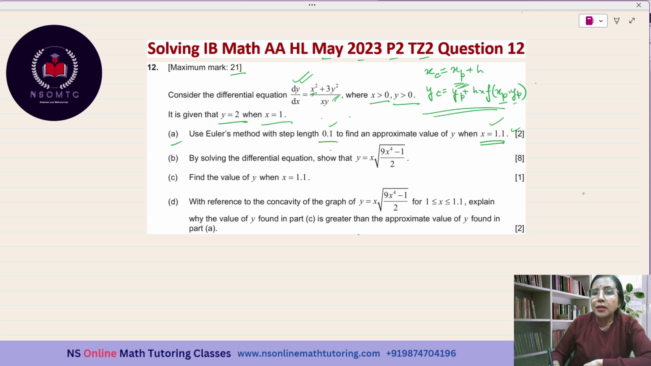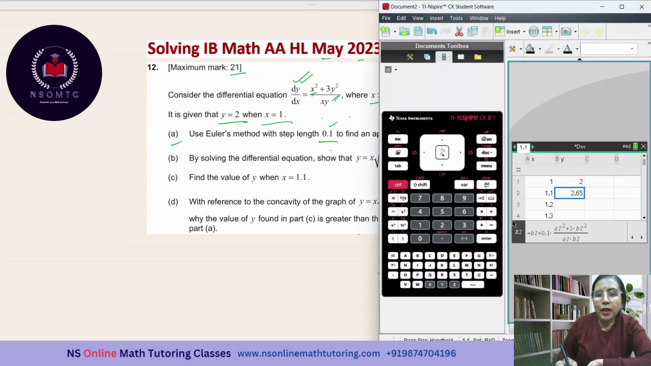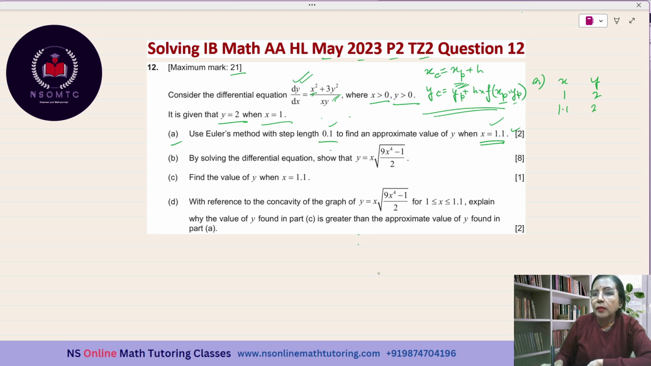Okay. So this is the question. It is x and y. When x equal to 1, y is equal to 2. And when x equal to 1.1, y is equal to 2.65. And it is containing 2 marks.